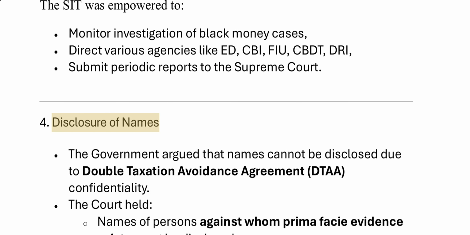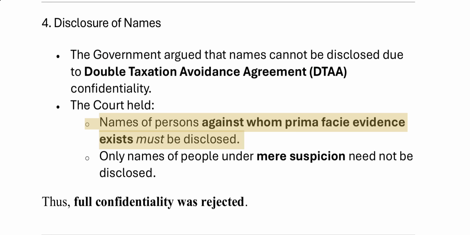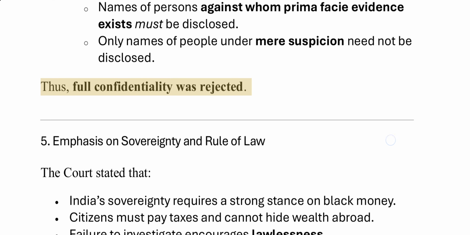4. Disclosure of names. The government argued that names cannot be disclosed due to Double Taxation Avoidance Agreement (DTAA) confidentiality. The court held, all names of persons against whom prima facie evidence exists must be disclosed. Only names of people under mere suspicion need not be disclosed. Thus, full confidentiality was rejected.